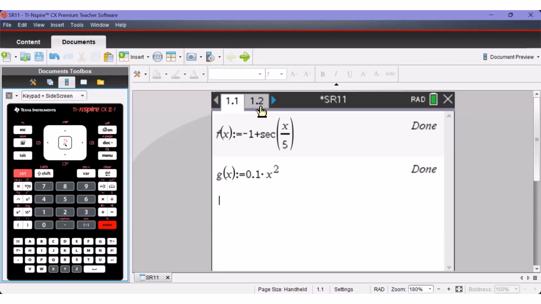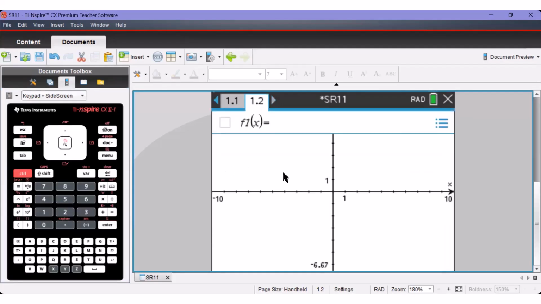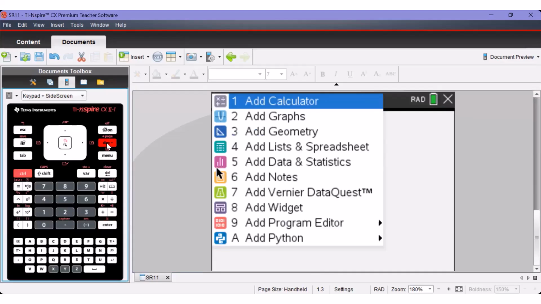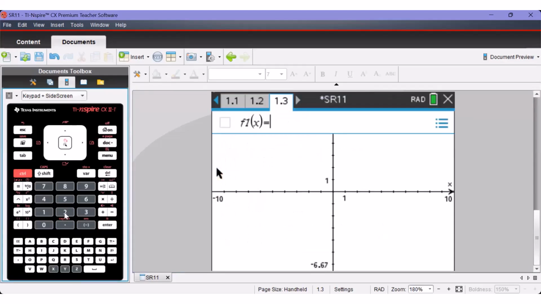So I've already added a graphs application. The way to add pages, just as a reminder, if you press Control Doc, then you can add a page as you see fit. So add a graphs page. I'll go back to 1.2.